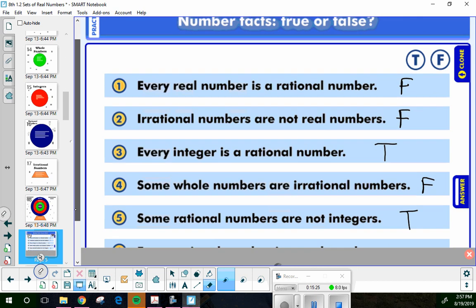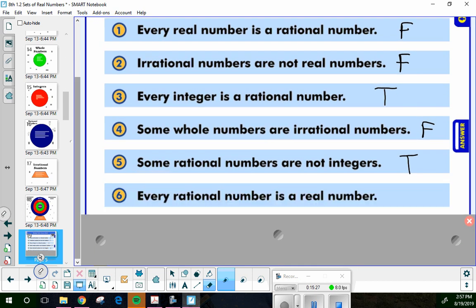All right, every rational number, every number here in this circle anywhere, is a real number. T for true, F for false. Every number here is a real number. Hold your boards up. Big T.